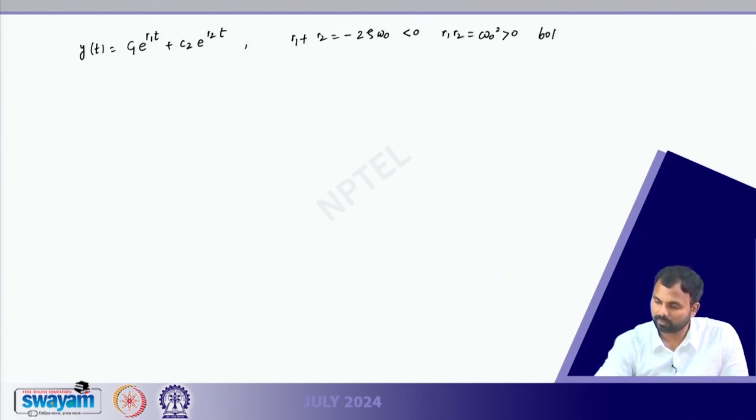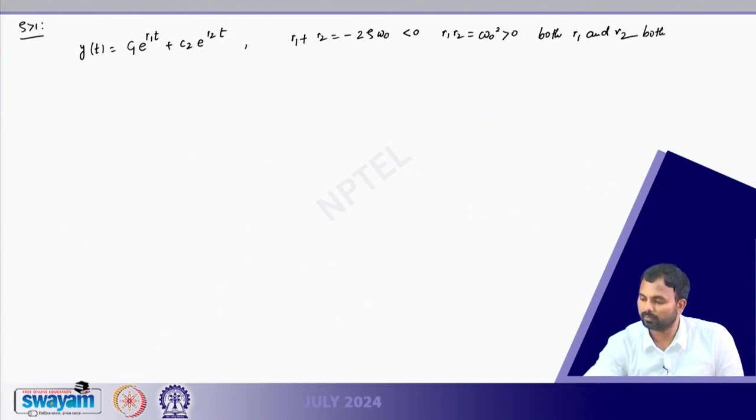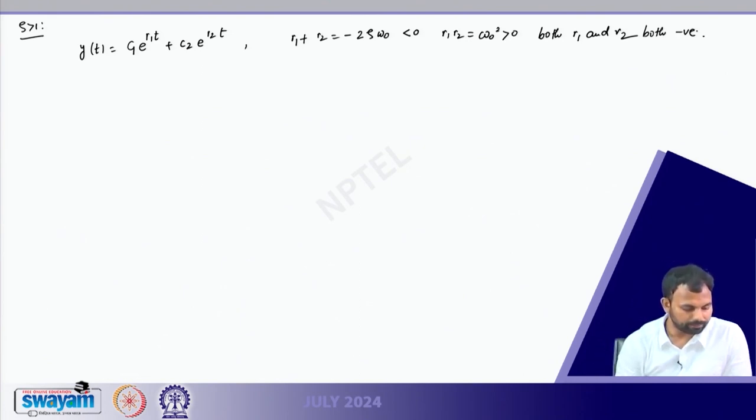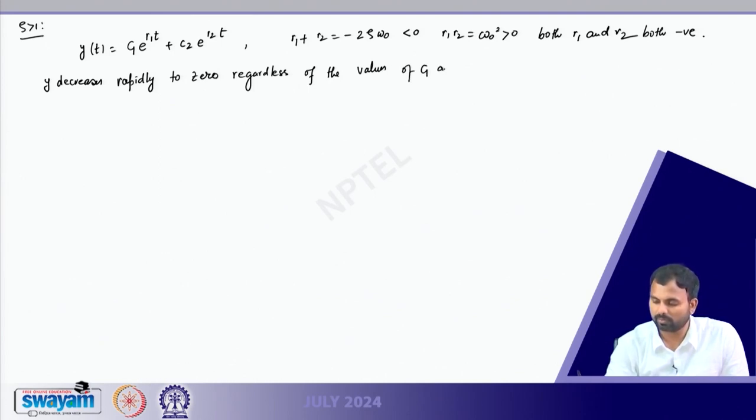So both r1 and r2 are negative, this is the case when zeta is greater than 1, right. From here we can say that y decreases rapidly to 0, regardless of the values of c1 and c2. Up to here we covered in the previous class. So what does this mean? This is basically overdamping.